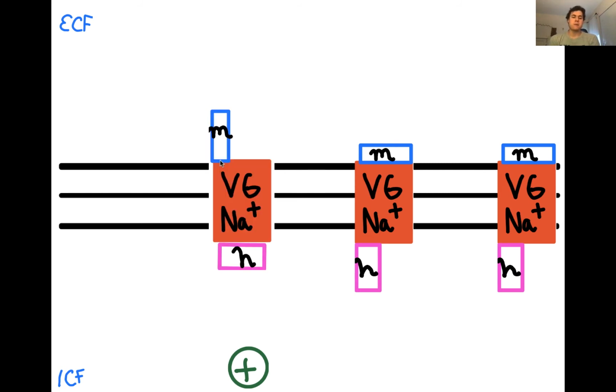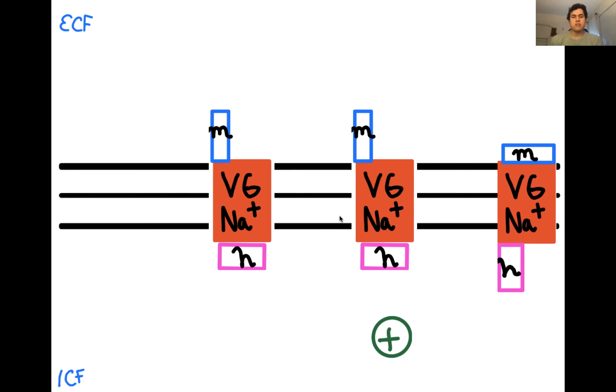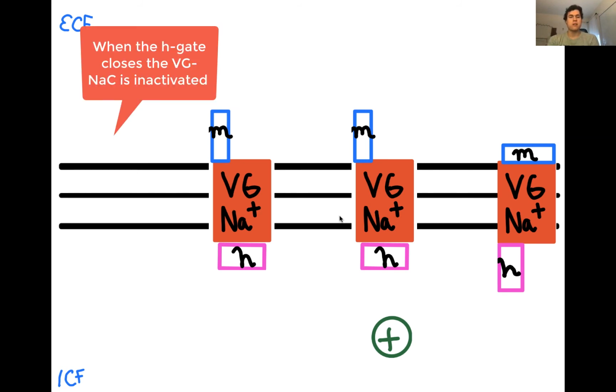Now, what's going to happen? Now this positive charge that has entered into the cell through the voltage-gated sodium channel will start moving down the axon, and it will go to the next voltage-gated sodium channel in line. Now, what's going to happen in this case? This positive charge will depolarize the voltage-gated sodium channel. This will cause the M gates to open, sodium to flow down its electrochemical gradient, and when sodium flows down its electrochemical gradient, it will depolarize the cell. Now, in response to this depolarization, the H gates will close and the voltage-gated sodium channel is now inactivated.